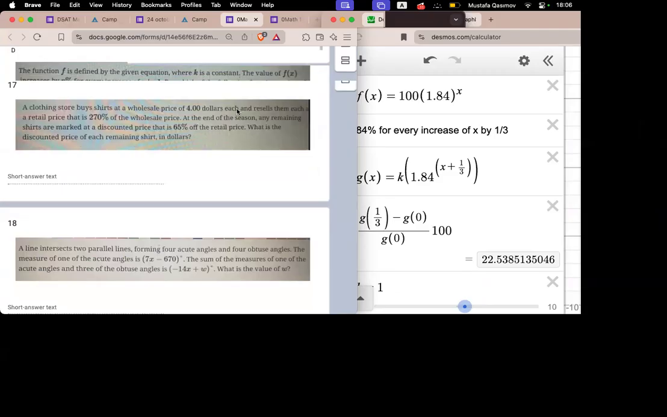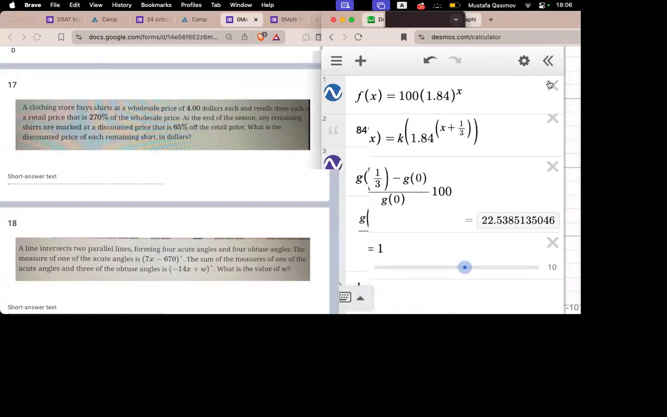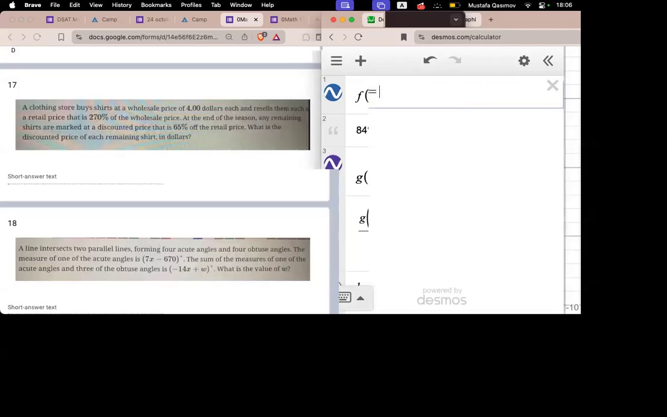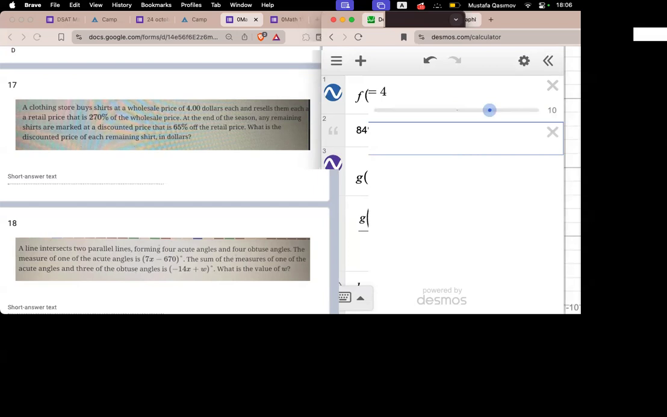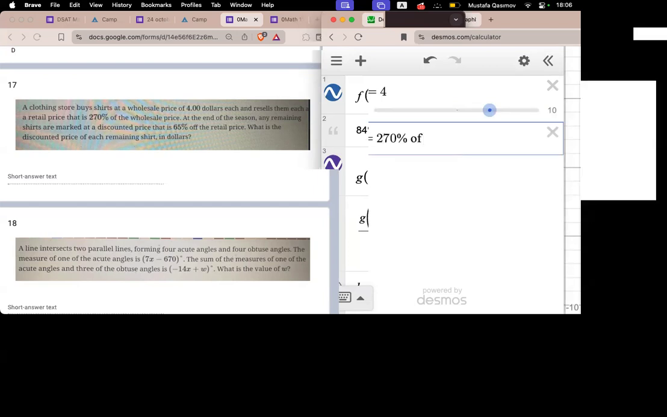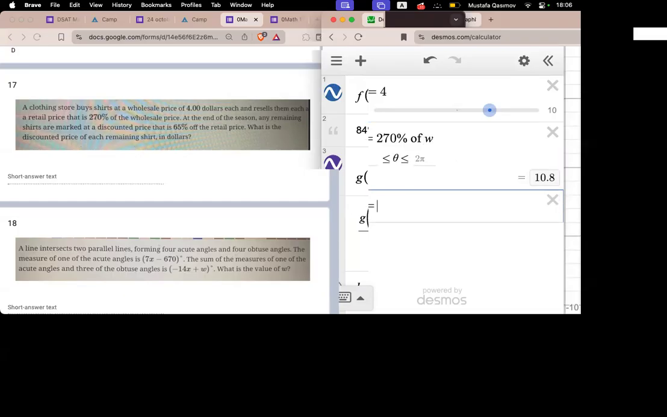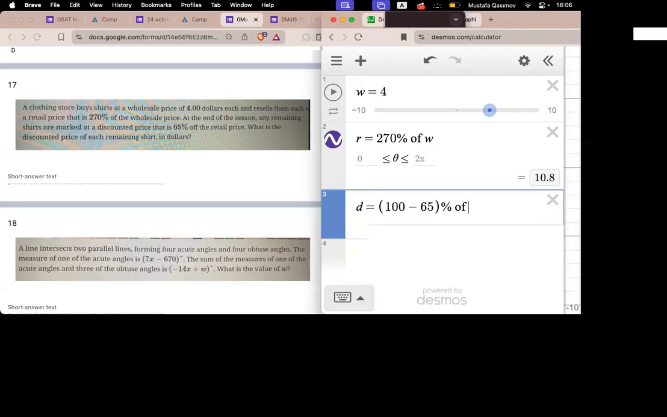A clothing store buys shirts at a wholesale price. Let's say that the wholesale price is W and W is equal to 4. They resell them at a retail price of 270% of it. It will be like that: 10.8. Then we have discounted prices, which is 65% off. It will be like this. 65% off the retail price. When you have 'off' with double F, it means reduction. It is a discount. You have to subtract it from 100.